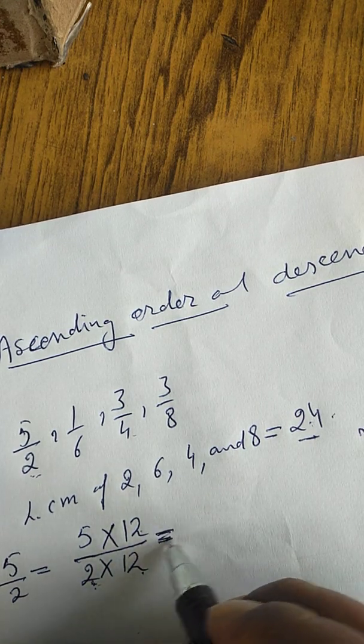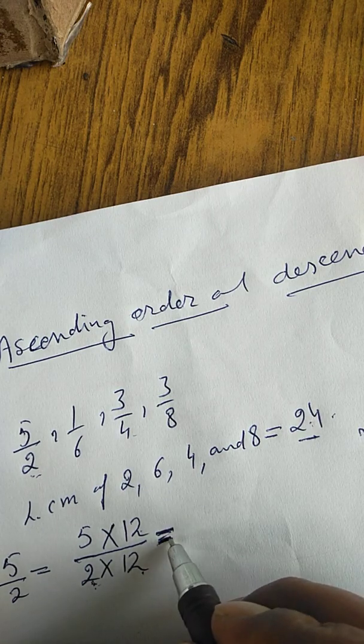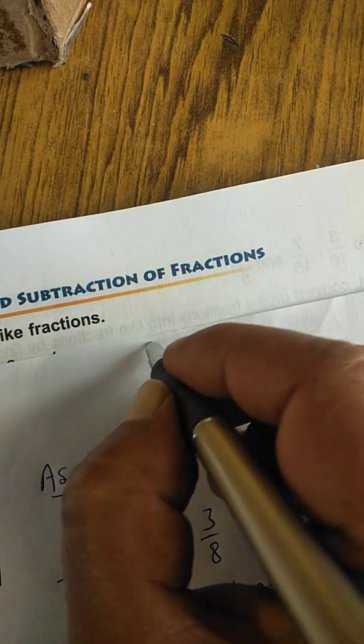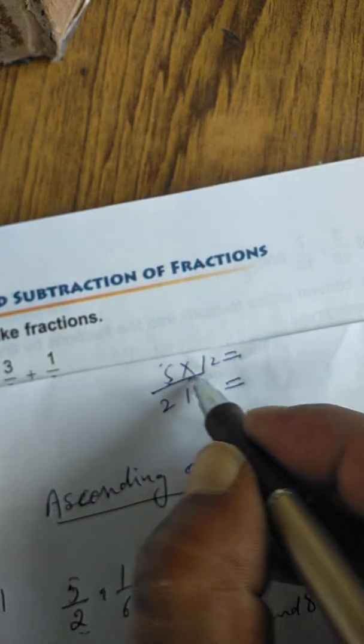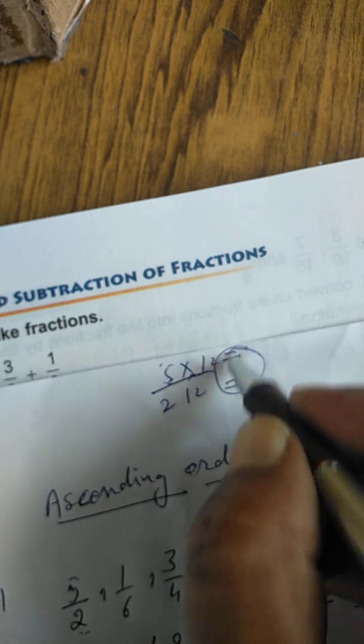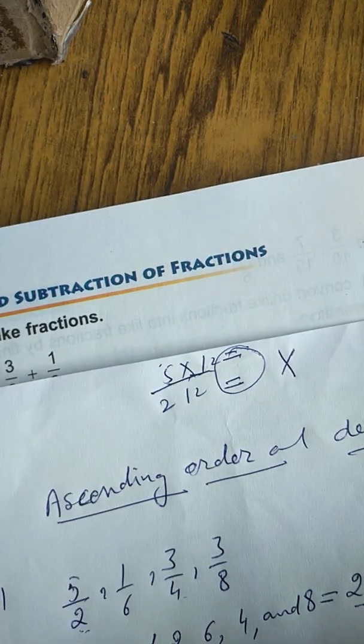Now, equal to. Some students sometimes write 5/2 multiplied by 12, multiplied by 12, and then put the equal sign after 2. This is not right, this is wrong.